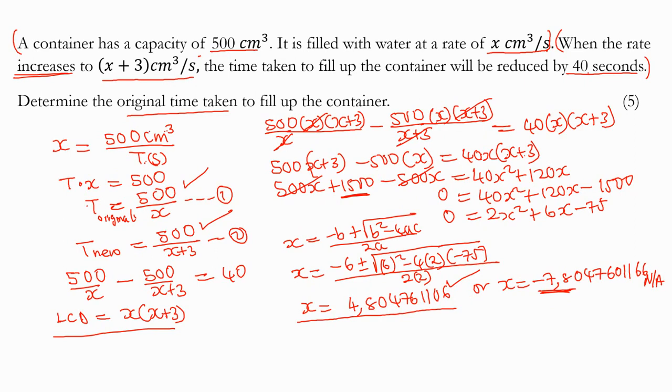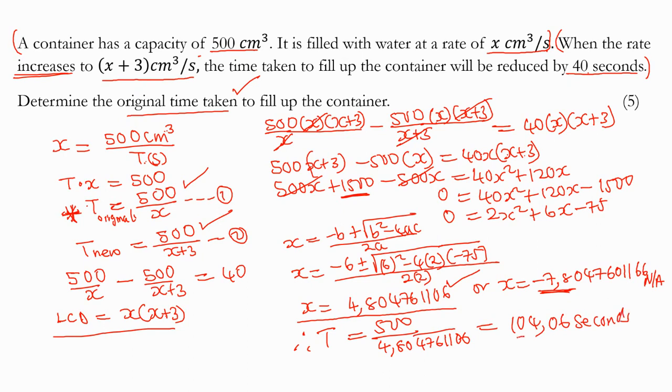But the question now says determine the original time taken. So we're going to use our equation 1, this one. So the original time taken is 500 divided by our x, which is 4.804761106. And then we get our time, which is 104.06 seconds. Okay, that's what you're supposed to do there. Thank you.